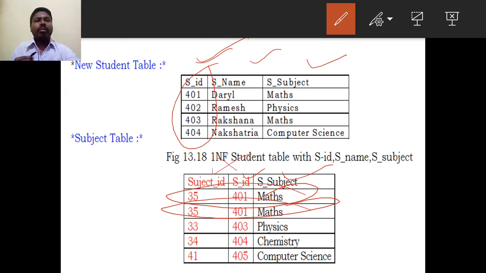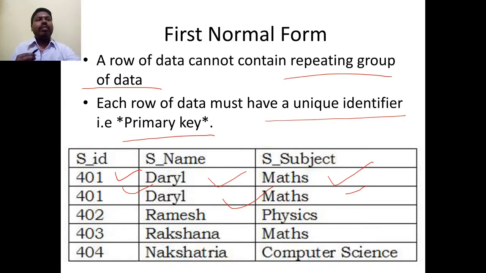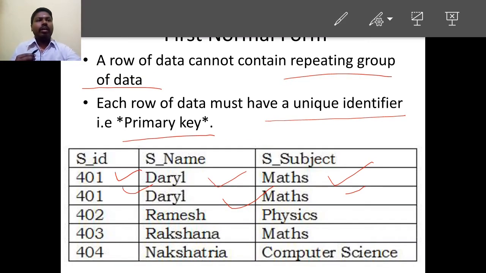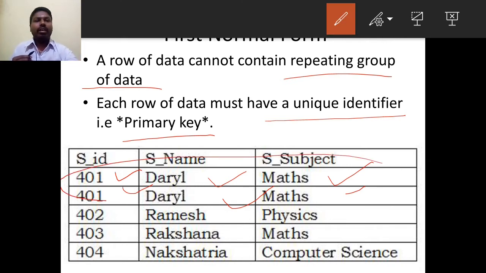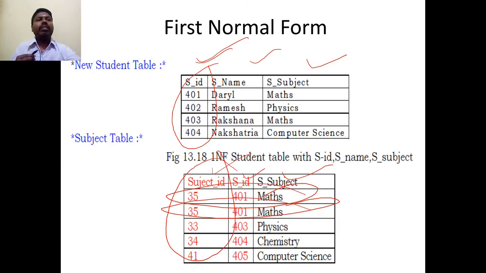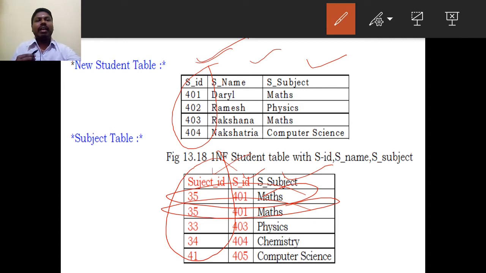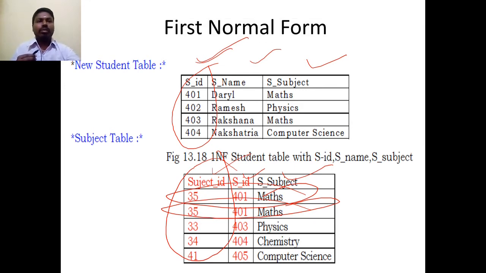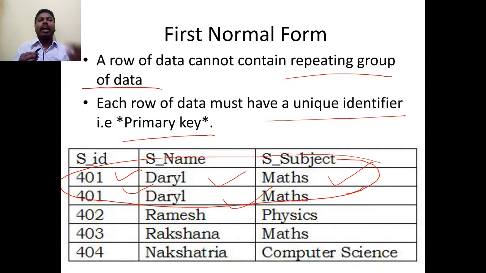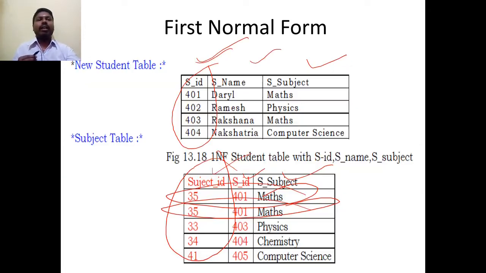And here what is the primary key? Subject ID. So here also one primary key, here also one primary key, but here we have two rows having repeated values. That's why we divided it into two tables. So each table has a primary key. So too simple. What is first normal form? A row of data cannot contain a repeating group of data, which means each row of data must have a unique identifier, which means we should have a primary key.